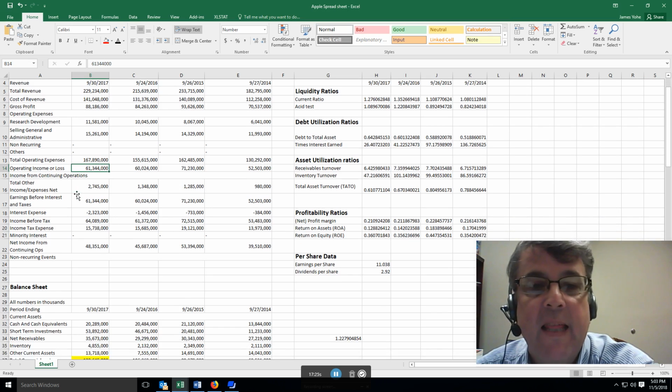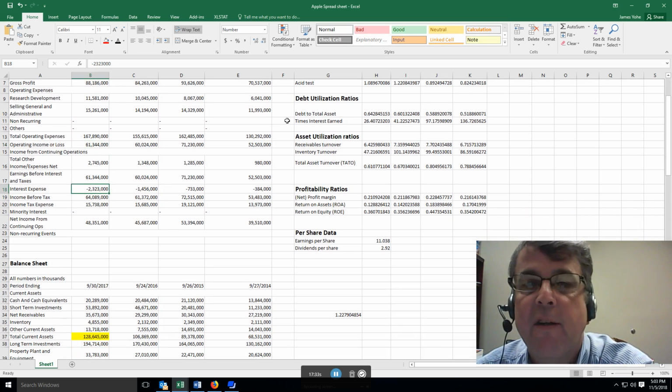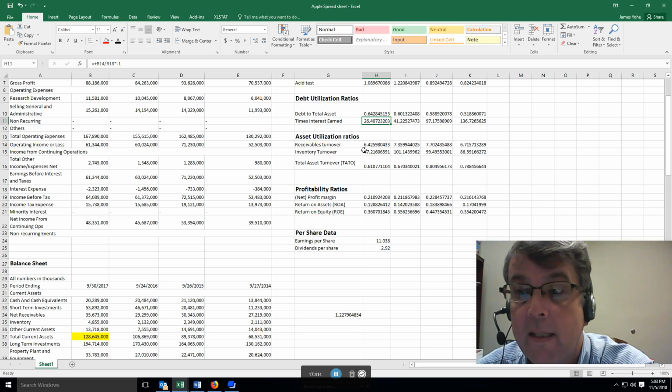And we divide that by interest expense here. And that's a negative, so we make it a positive. So we take that, divide it out, and that came to 26. Now, if you look here, that times interest expense for Apple is steadily going down.